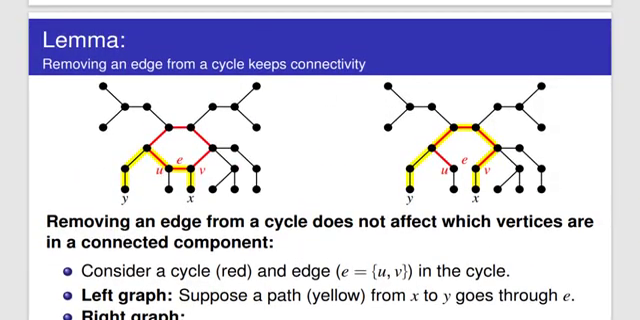Now the next theorem, the lemma. Removing an edge from a cycle keeps connectivity. Removing edges from a cycle. This does not talk about a tree. There is one graph that is a cycle. If we remove an edge from that cycle, the connectivity is kept. Let's say this red dotted line is a cycle. We start from the first vertex and end at the same vertex.